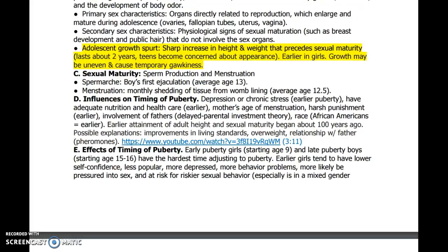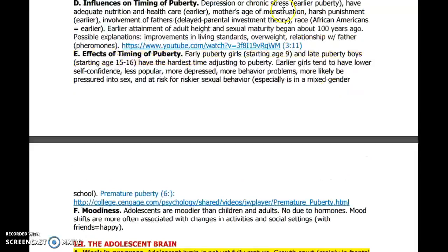So sexual maturity is marked for boys by their first ejaculation, and that's usually around age 13. And for girls, it's menstruation, and that can usually be around 12 and a half. So, influences on timing of puberty. If a girl wants to know about when she'll start her puberty, her mother's age of menstruation can give her some idea for when she can expect that.